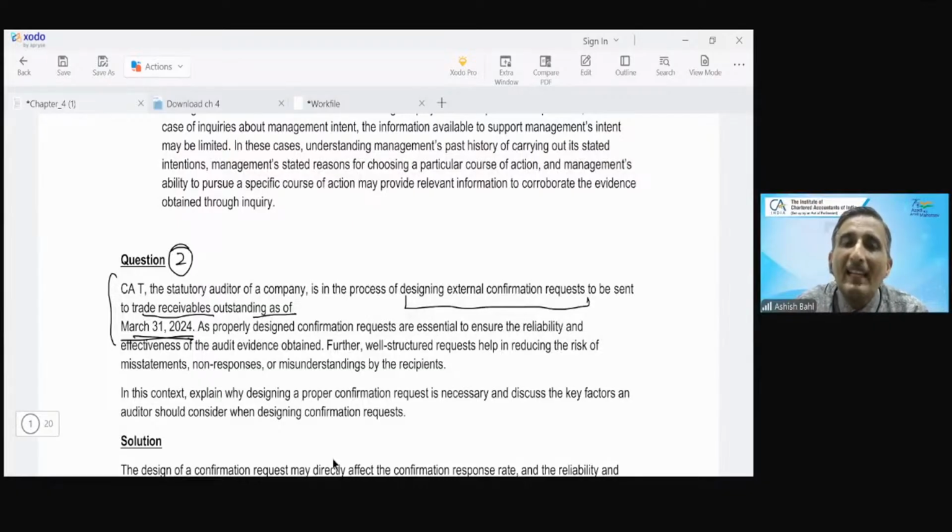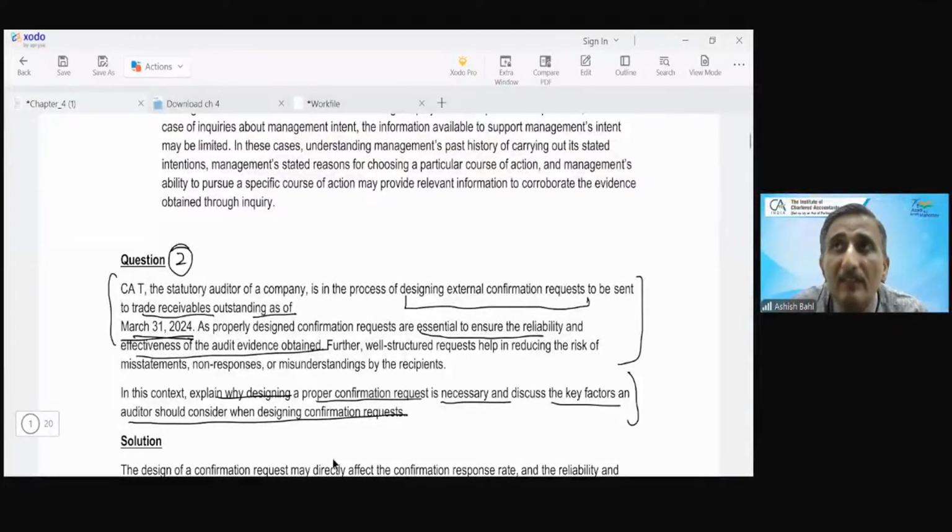So properly designed confirmation requests are essential to ensure reliability and effectiveness of audit evidence obtained. Explain why designing a proper confirmation request is necessary and discuss the key factors. Now the question is asking just why designing a confirmation request is necessary. Now tell me in simple language, write one line. Why is proper confirmation request designing necessary? Now forget about your book. Just write in one simple language, plain common sense, plain logic.